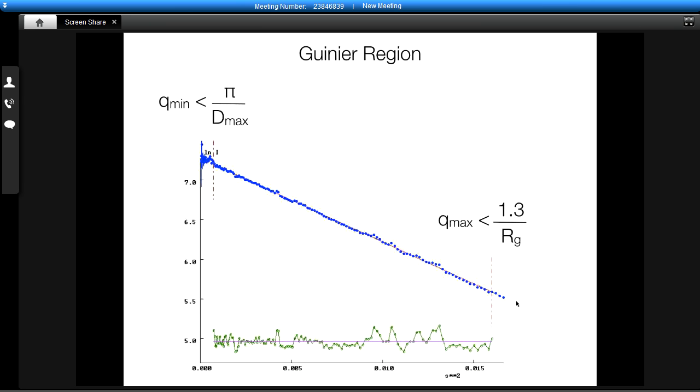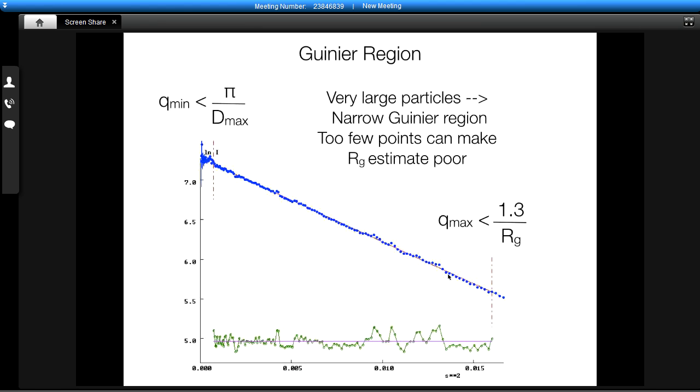One of the things that's very important is that since the region here is dependent upon the size of your particle, you need to make sure that when you have very large particles you pull your detector back far enough. If your Rg is very large, then you might only get 5, 10 data points in your Guinier region. And if you have too few data points, that makes your Rg estimate very poor. You want to make sure that you get as good of data as you can, obviously. So you want to pull that detector back to make sure you're collecting your data to the lowest possible Q value that you would need for the size of your particle.